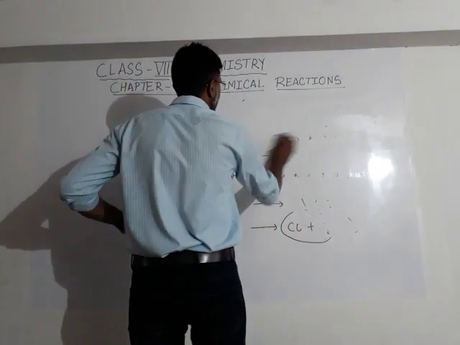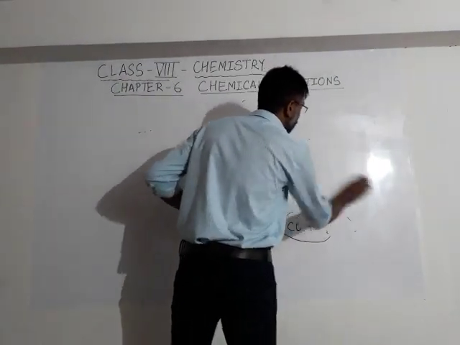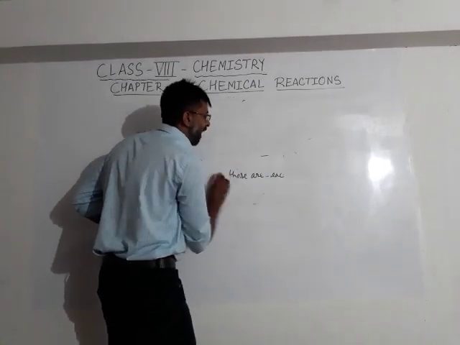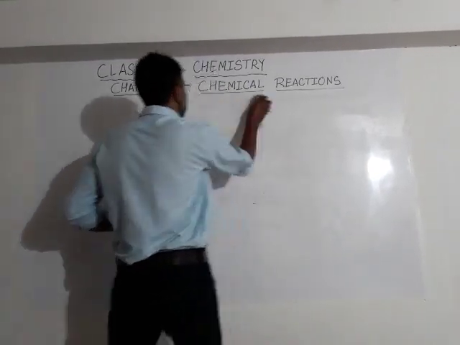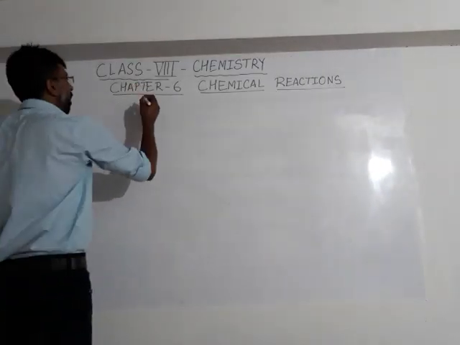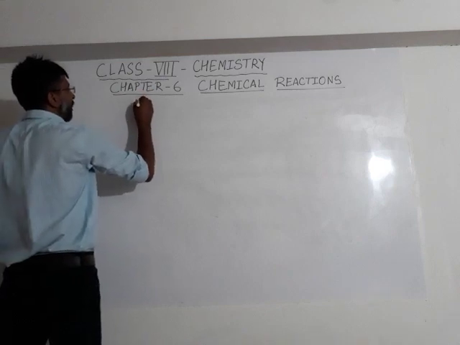But here, the maximum number of types of reactions which you will be learning in class 8 is only 4 or at the most 5 of them. So, let me discuss this one by one in detail. Now, the next topic is types of chemical reactions.